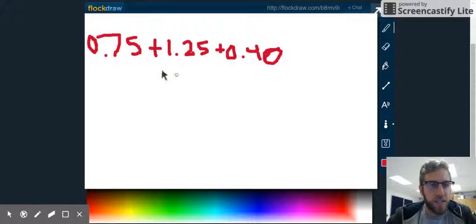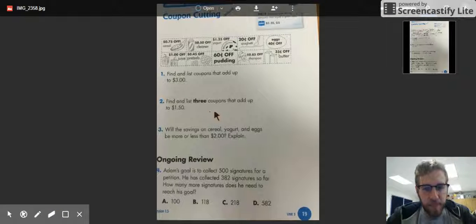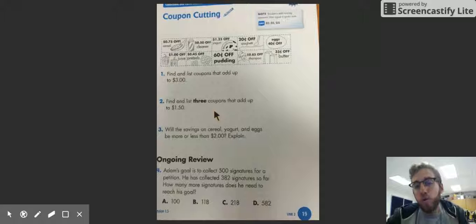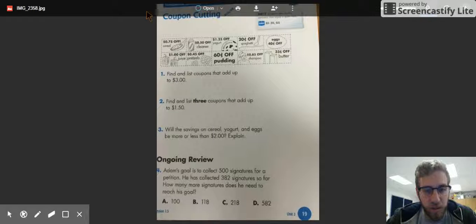Alright, so picking up where we left off, we have all our three different items here. We have cereal, which we're just going to put a C there to remind us, yogurt, which was $1.25, and eggs, which was 40 cents. And the question was asking, going back to our work here, will the savings on the cereal be more or less than $2? And they want you to explain how you know that. So your work would actually be a good way to explain it.